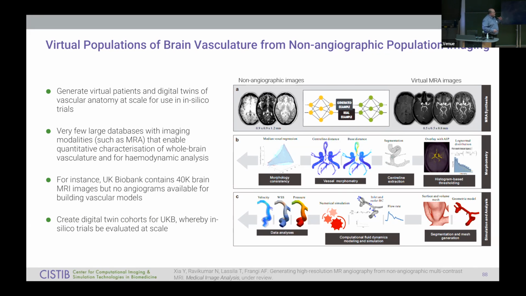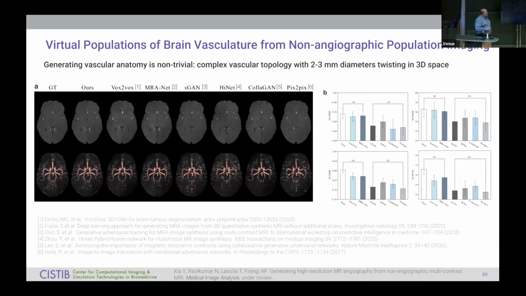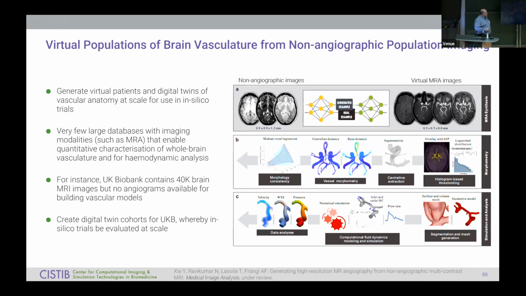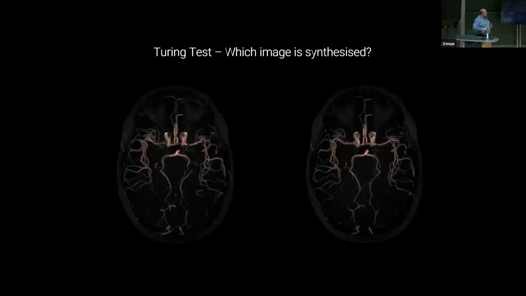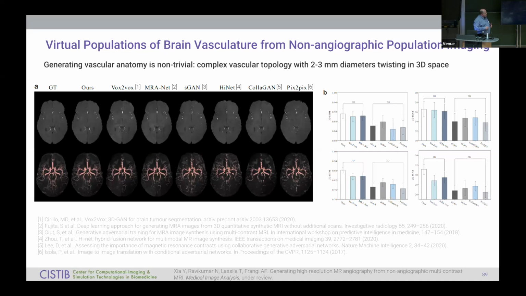So what we developed is a technique that allows us to take the 3 images that we have available in UK Biobank and produce synthetic angiographic images. This is done by learning the mapping in another population where we have both modalities, and then applying that to UK Biobank. We show that you can do that with quite good accuracy, and we compare a number of techniques to do that.